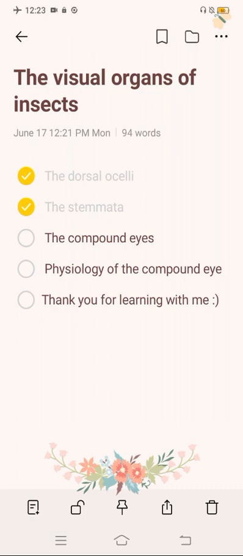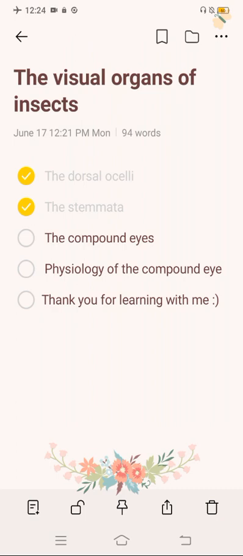Corneal cells, crystalline cone, retinal cells, pigment cells, laminar ganglion. Nucleus of cone cells, primary pigments, corneal lens, crystalline cone cells, corneagen cells, then retinal cells, secondary pigment cells, basal nucleus, axial filament, rhabdom, nerve fibers.